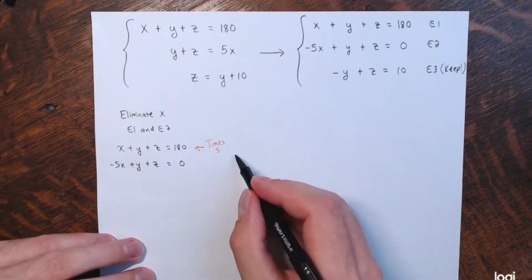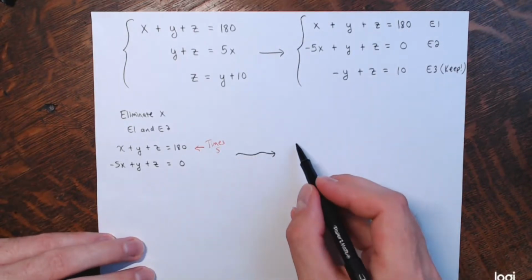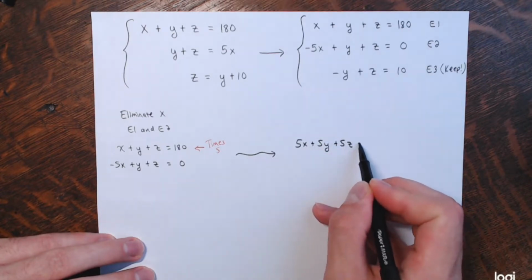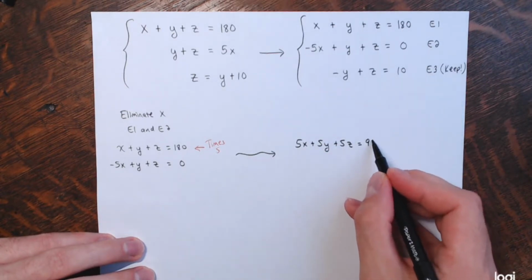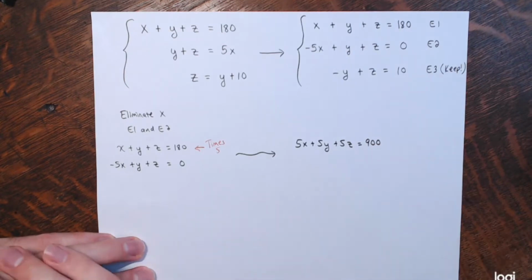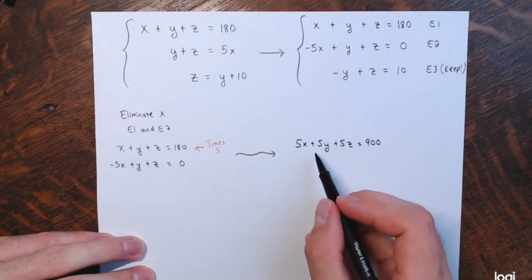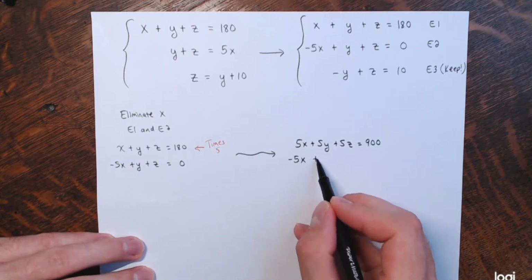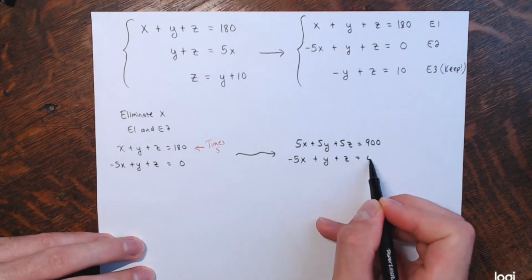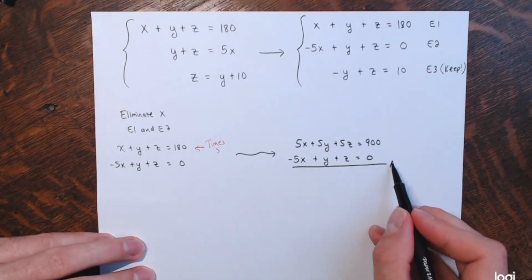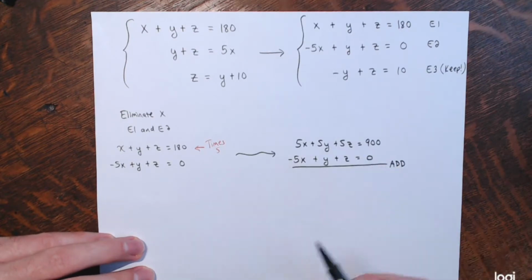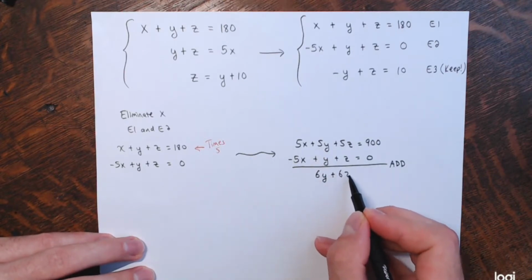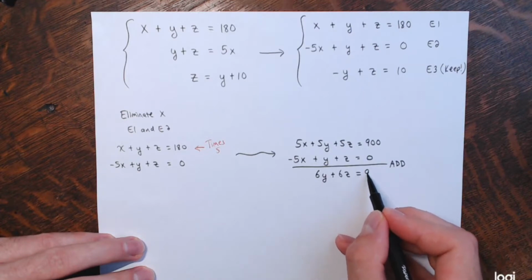Alright, so when I do that, I'll have the following. We have 5x plus 5y plus 5z equals 900. Right, 5 times 18 is 90, so 5 times 180 would be 900. Second equation I didn't change: negative 5x plus y plus z equals 0. Then I can add the equations together. Since the x's are opposites, those will be eliminated, and I'll have 6y plus 6z equals 900.